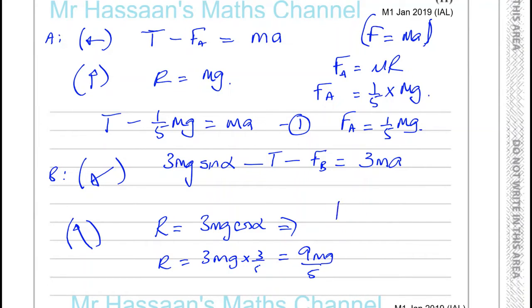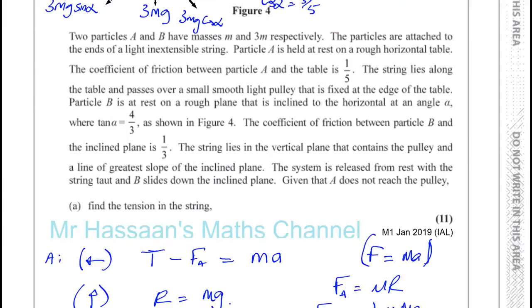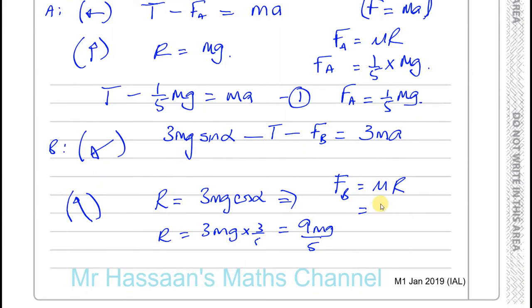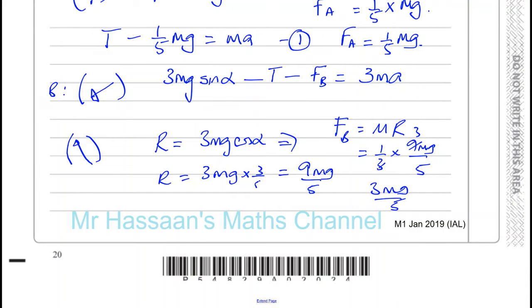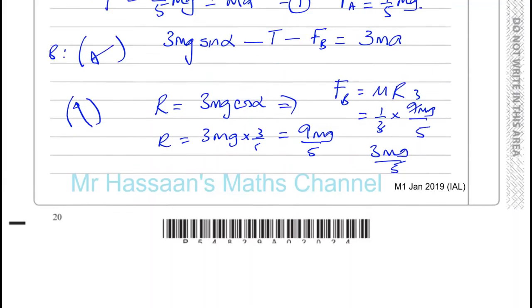So the friction acting at B is going to be mu times R. The mu in this case for B, as we were told in the question, is different. It's a third. So you have a third times 9mg over 5, which gives you 3mg over 5. I'm going to take some extra space down here. You would have to turn over the page, but I can make it longer.